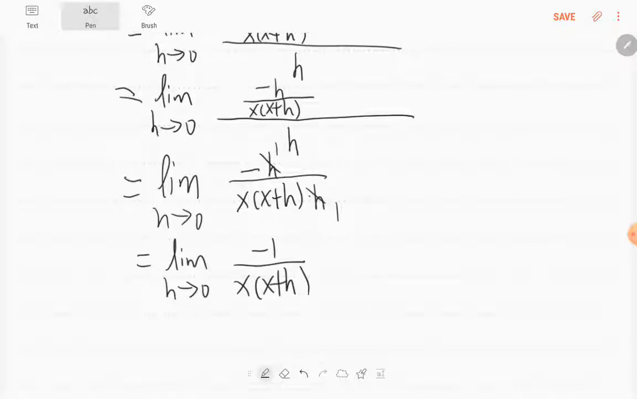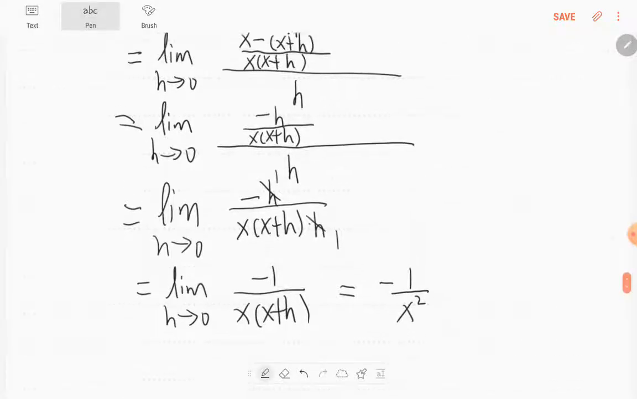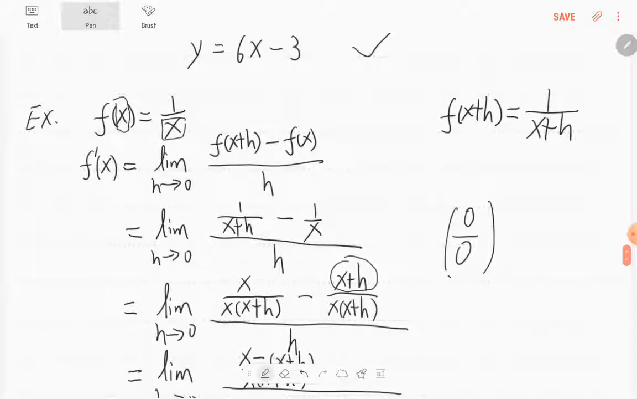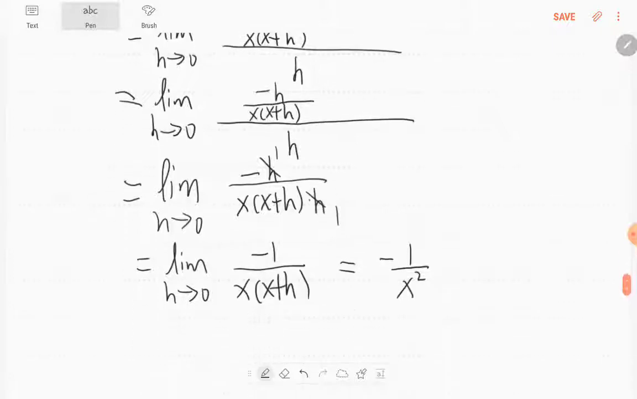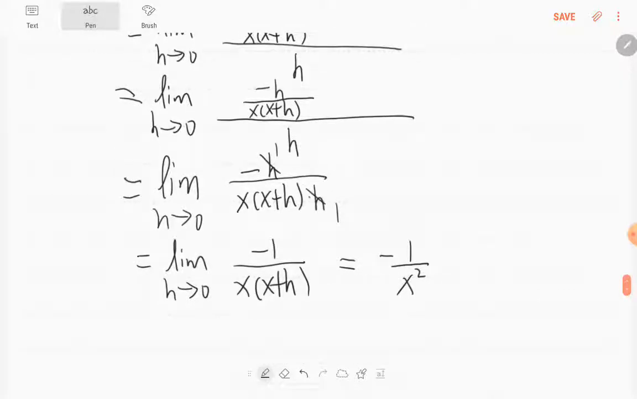So now let's see if we can evaluate this limit. We try to plug in h equals 0. Yes, we can do that, right? Negative 1 over x squared. That means for this function, the slope of the tangent line anywhere on the curve is given by negative 1 over x squared. For different x values, you will have different slopes, right?